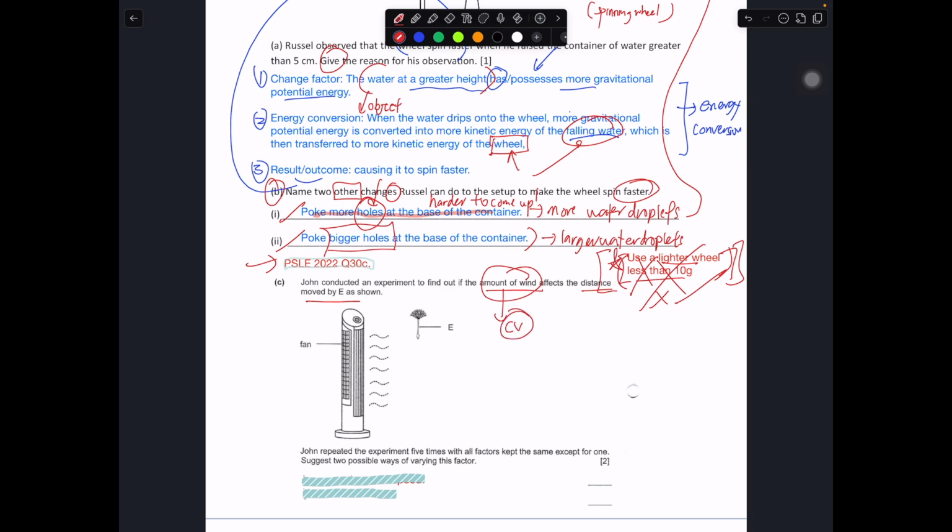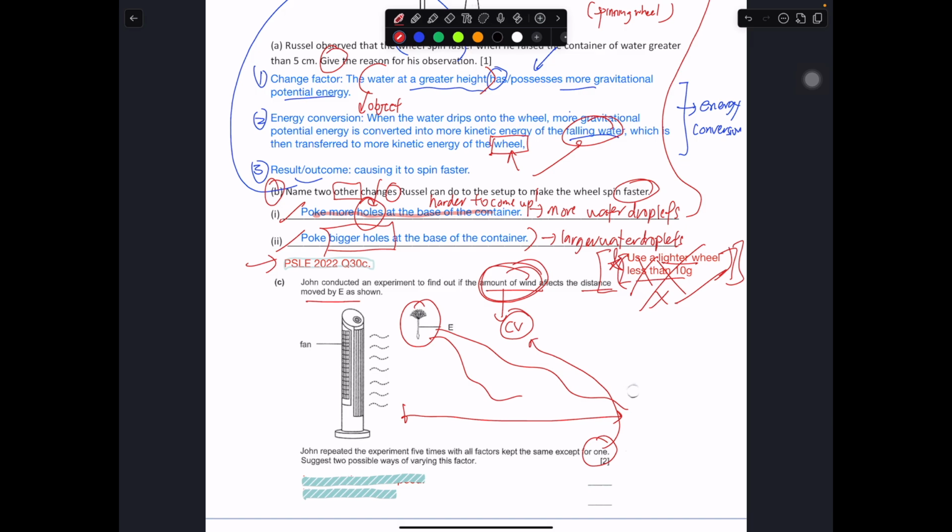Okay, so you blow wind from the fan into this fruit, which has a wheel-like structure. Then you want to measure how far it lands over here. Then you measure the distance. So repeat the experiment 5 times with all the factors kept the same except for one, which is the changed variable. Of course, you must be doing something to the wind.